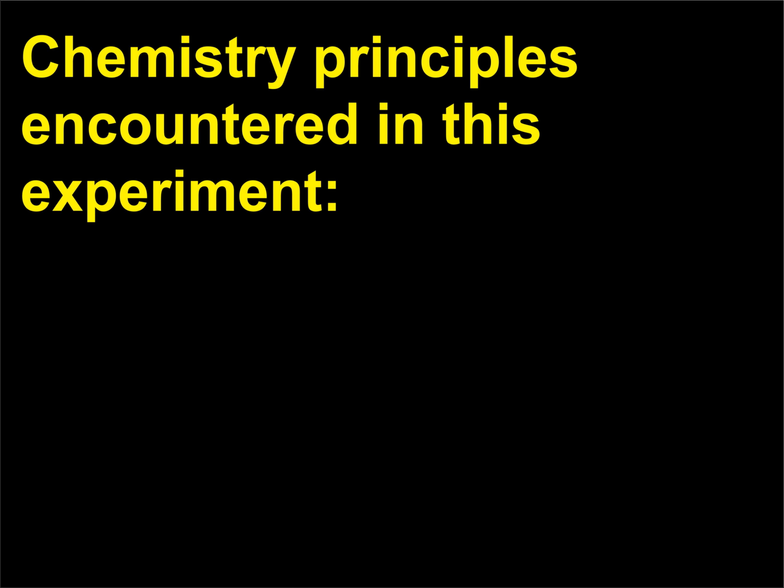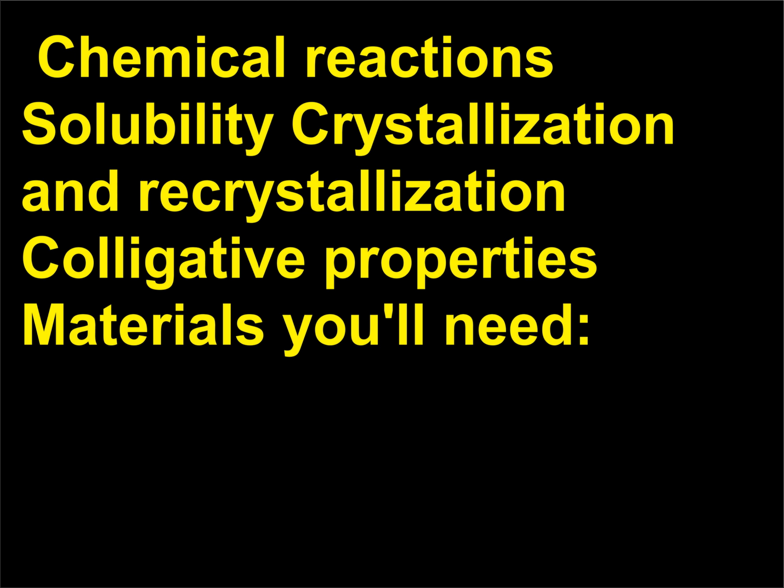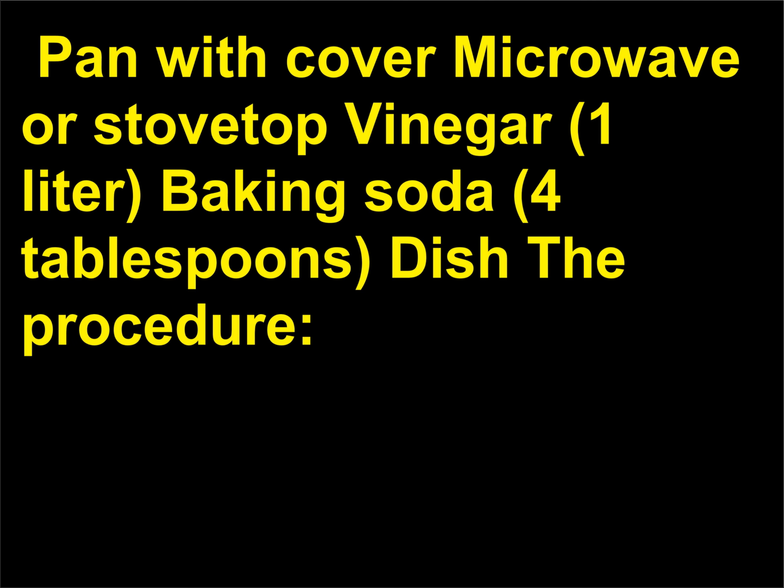Chemistry principles encountered in this experiment. Chemical reactions: solubility, crystallization and recrystallization, colligative properties. Materials you'll need: pan with cover, microwave or stovetop, vinegar, 1 liter, baking soda, 4 tablespoons. Here is the procedure.